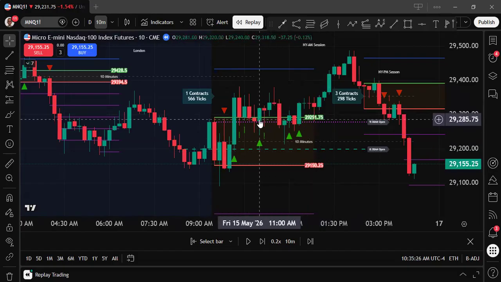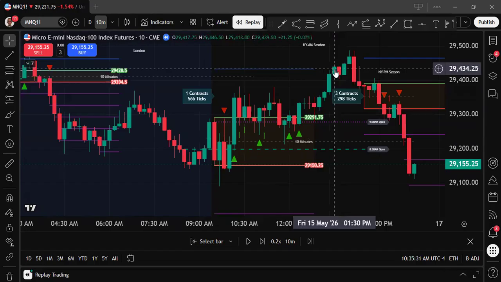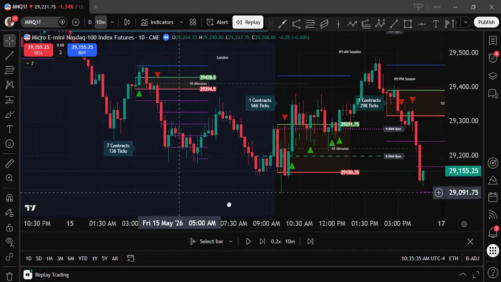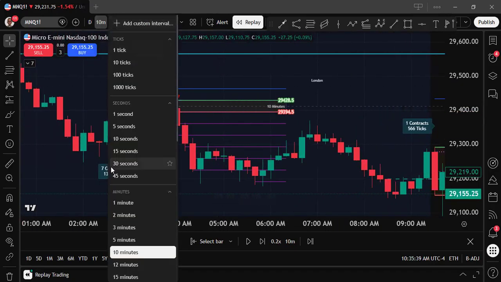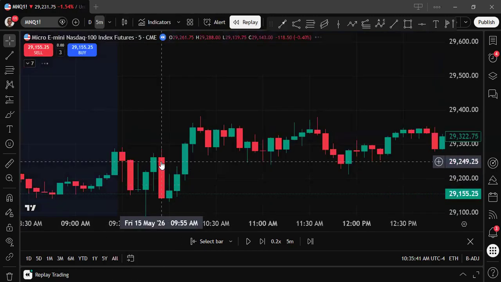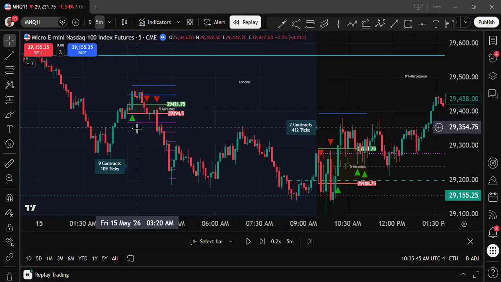And what happened? Could have gone long here, TP1 right here. You would have hit TP1 around 130. Boom. That's that. All right. Same thing. This one, the 5 minute, because that's what I like to trade in. All right. This is the London session.